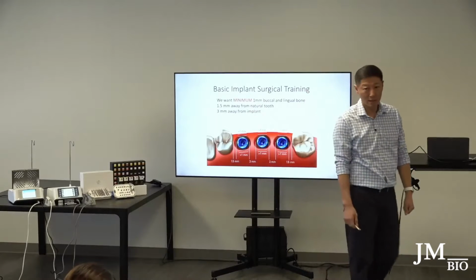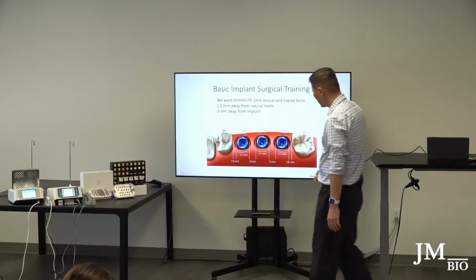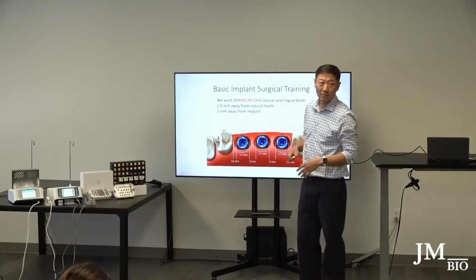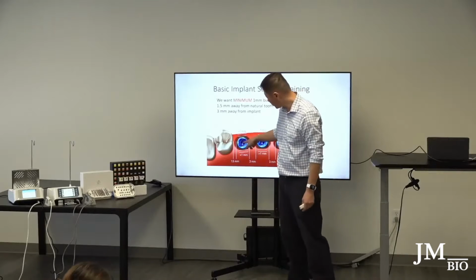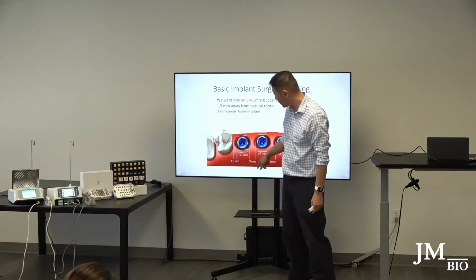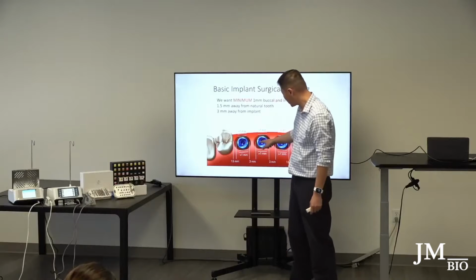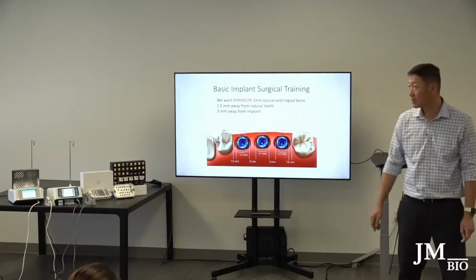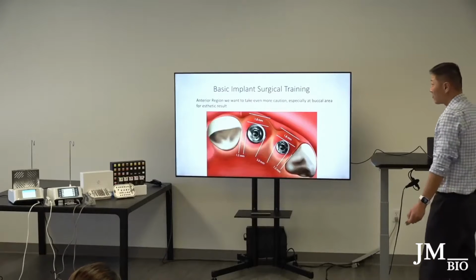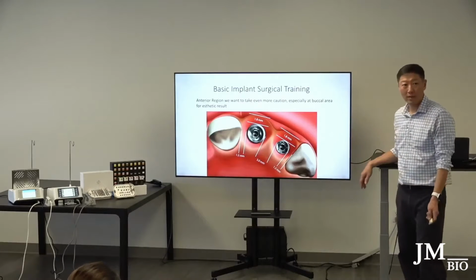Like the implant to implant distance is 3. It's easy to look at it like this, but when you're in the mouth, you don't have anything to reference. Depending upon the size of the implant you're going to place, what distance is this supposed to be, what distance is that supposed to be? It's hard to calculate. It's not easy. There are easier ways, and I'll talk a little bit more about that.